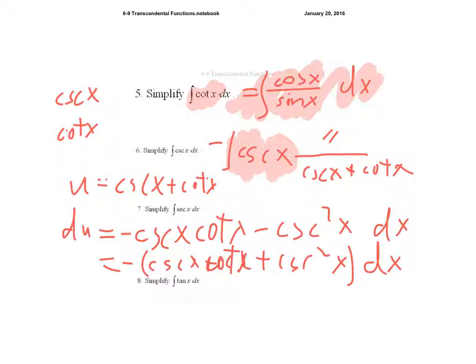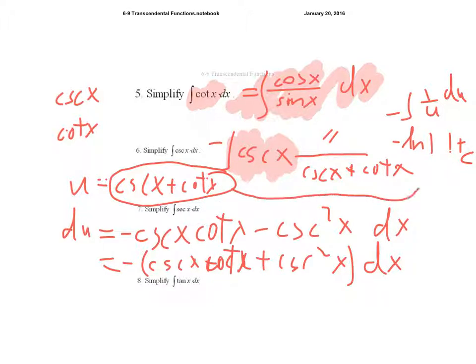That will allow me to have a 1 over u, so negative integral 1 over u du. So my answer would be negative natural log of whatever u equaled. So pretty much, let's see, all of this good stuff, plug it into right there.